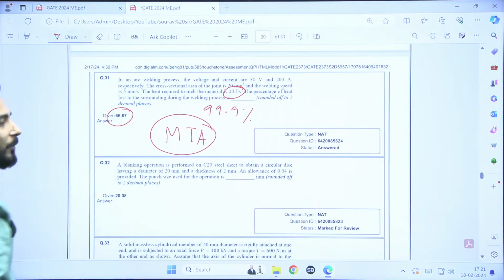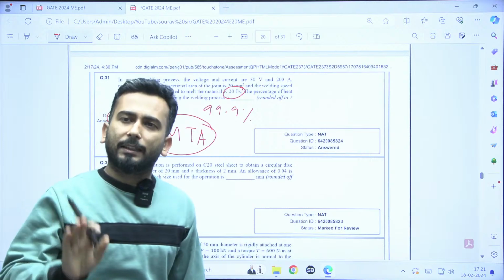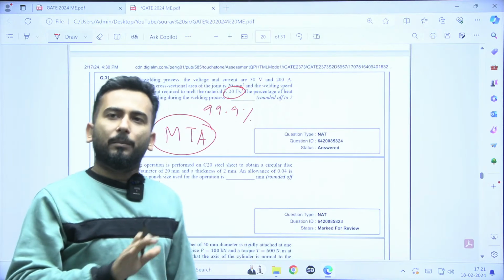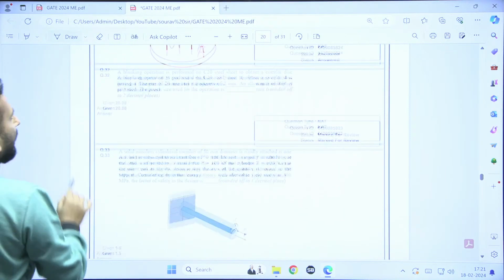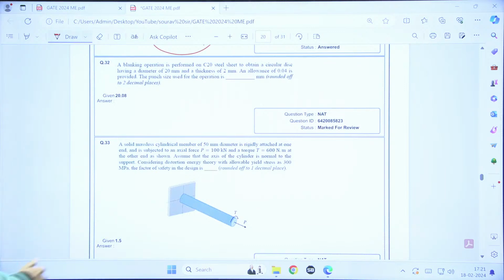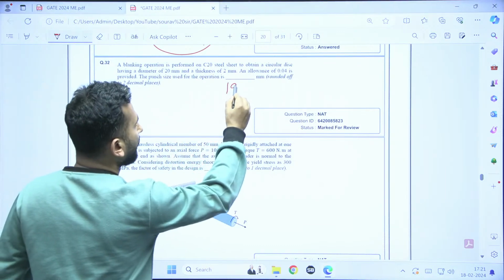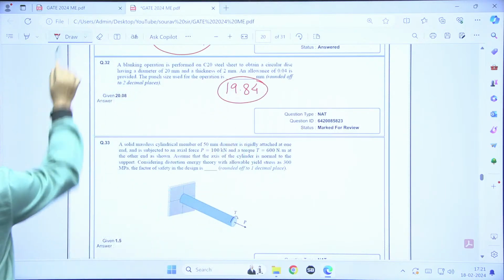Okay, so moving ahead, no need to worry. Whatever controversial questions are there, you will be getting MTA. But okay, as of now, let's proceed. So blanking operation question, the answer for this will be 19.84. Okay.